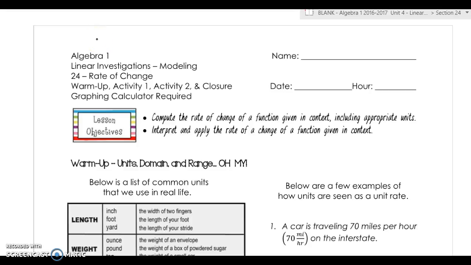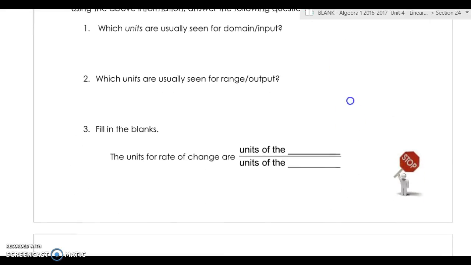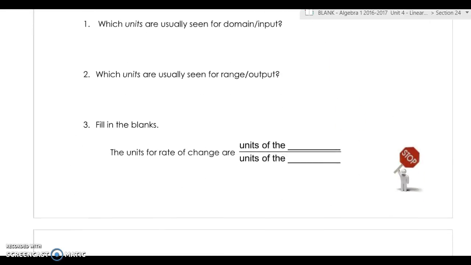In section 24, we're looking at the rate of change of functions. So to do this, we have to understand what a rate of change is. The rate of change is how one quantity changes in relation to another. Now, we're always going to follow this pattern that when we have the rate of change, we're going to be looking for how the output of a function changes in relation to the input of the function.